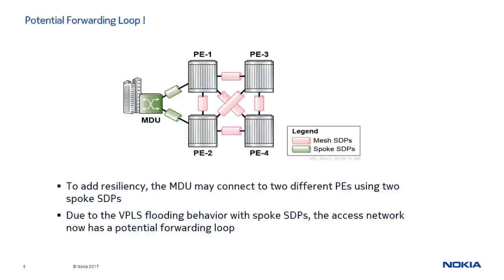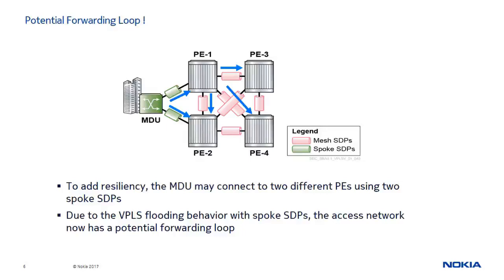Alright, so let's add resiliency by connecting the MDU to two different PE routers using two spoke SDPs. Unfortunately, this setup introduces potential forwarding loops. In the diagram, broadcast, unicast, or multicast traffic arriving on the MDU is flooded on both spoke SDPs. Traffic arriving on the spoke SDP on PE1 is then forwarded on the mesh SDPs towards routers PE2, PE3, and PE4.